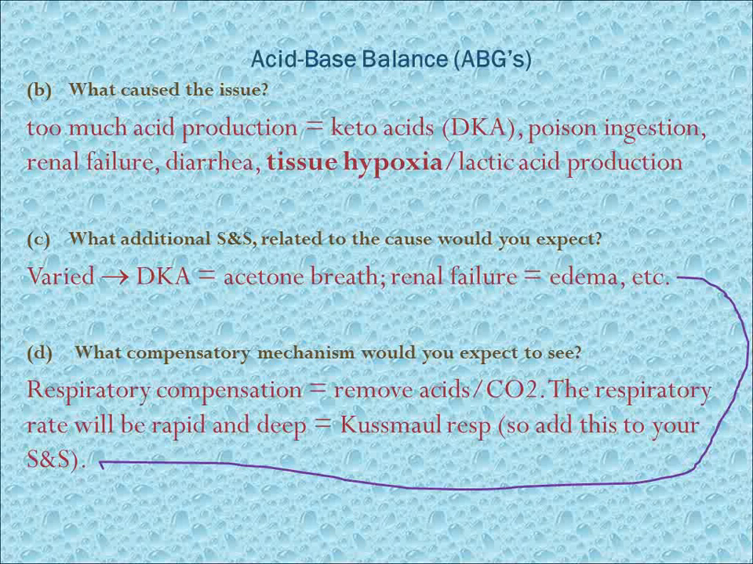So what caused the problem with the metabolic acidosis? Well, it's because there's been too much acid production. So let's look at this. What kind of problem can occur with too much acid production? And you should know DKA pretty well from J2 semester. If an individual ingests some poison, renal failure, diarrhea, tissue hypoxia.